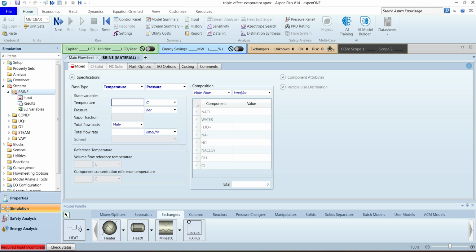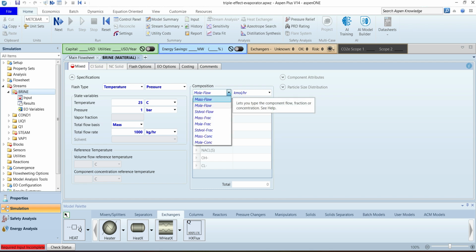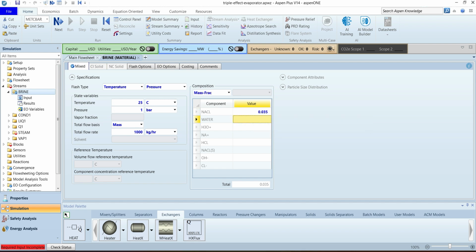The brine solution is at ambient conditions. Let's define 25 degrees Celsius and 1 bar. The flow rate is given in mass units of 1000 kilograms per hour. Since it's a 3.5% NaCl solution, we can define a mass fraction of 0.035 for the NaCl and 0.965 for the water. So the total sum of the fractions is 1.